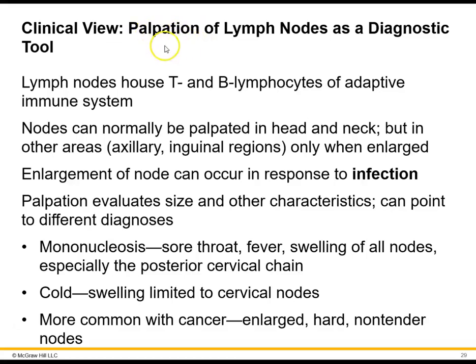Okay, let's talk a little bit about palpating lymph nodes for diagnosis. So we said lymph nodes house the T cells and the B cells. Nodes can normally be palpated in the head and neck. Okay, so if you use your fingers and you feel along your sternocleidomastoid muscle, you feel just anterior to that, up and down your neck, you may feel these tiny kind of flat, rubbery feeling beads. Okay, and those are lymph nodes, and they're normal to feel around the head and neck.